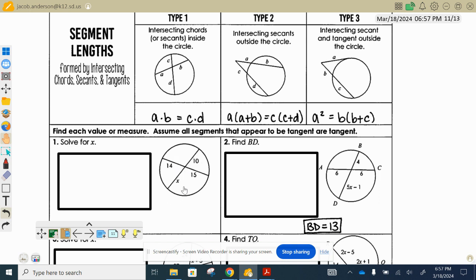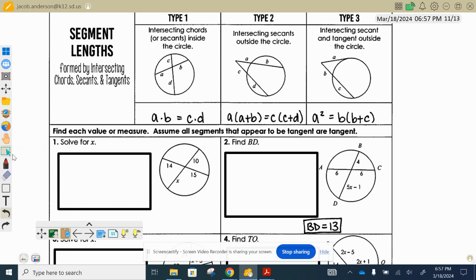So for number 1, I can already tell that this is a type 1 situation where I'm going to have to multiply 14 times 15 and set it equal to 10 times x. So if I do that, I will delete this. And actually, you can pause now. Why don't you pause and solve it, and then I will show the answer at the end. Go ahead and pause.